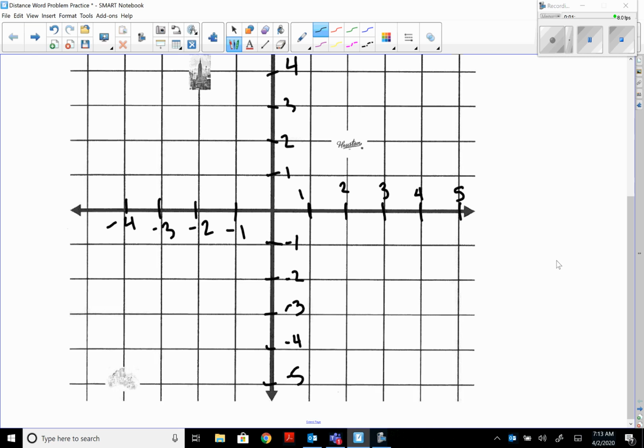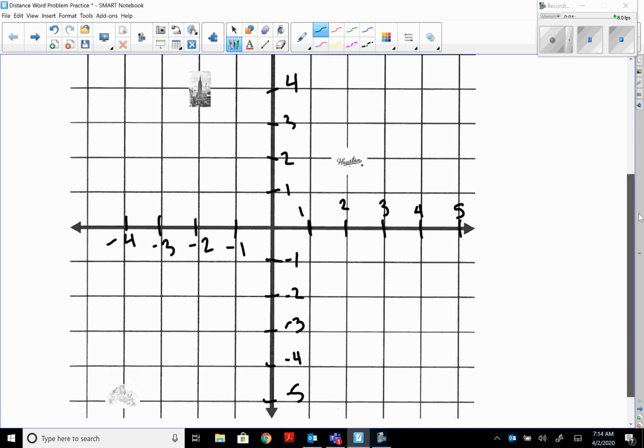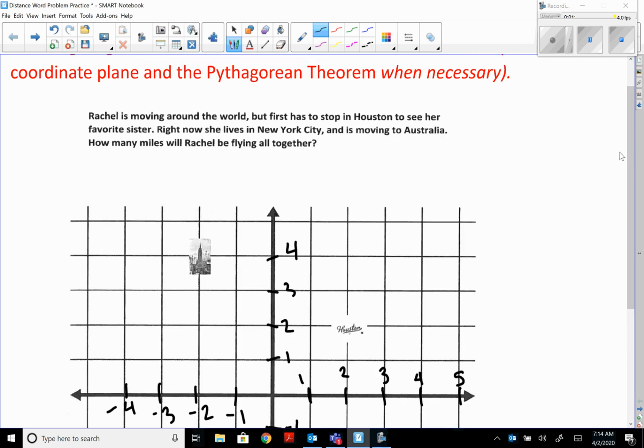Okay, so she is starting, I believe, in New York City, and her first stop is to go to Houston. So New York City is right here, and it looks like the coordinates are -2, +4. Her first stop is Houston, and Houston is located at +2, +2. So the first thing I'm going to do is draw a line to connect those two cities together. I'm going to use red for a second.